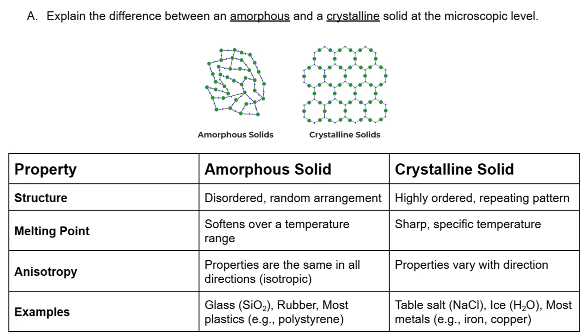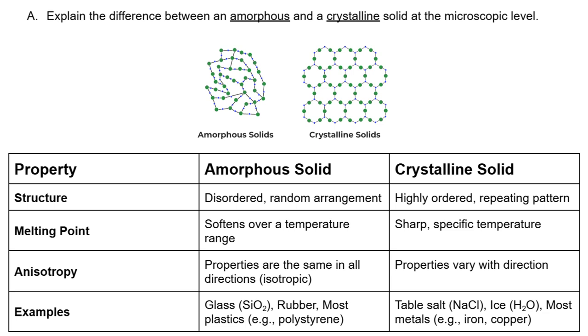Some common examples of amorphous solids that are often used on the AP exam are glass, which is silicon dioxide, rubber or latex. Most plastics, such as polystyrene, are amorphous. I want to mention here for a second that there is another form of SiO2 called quartz, which is not an amorphous solid. We'll talk about that in a little while.